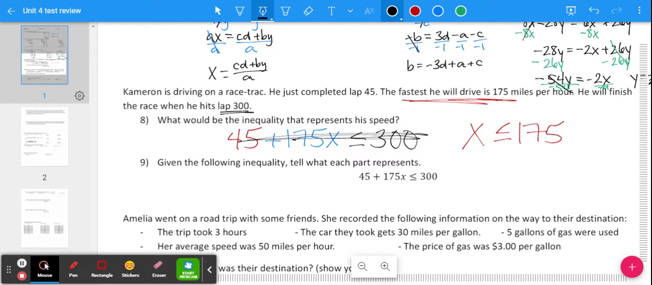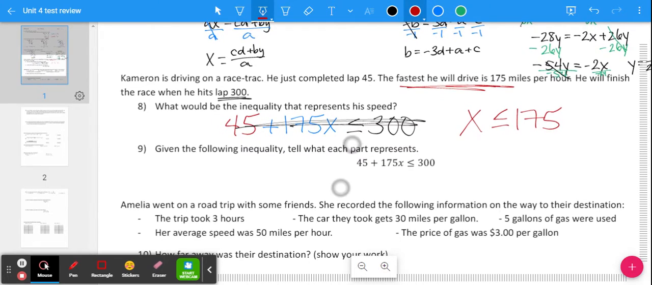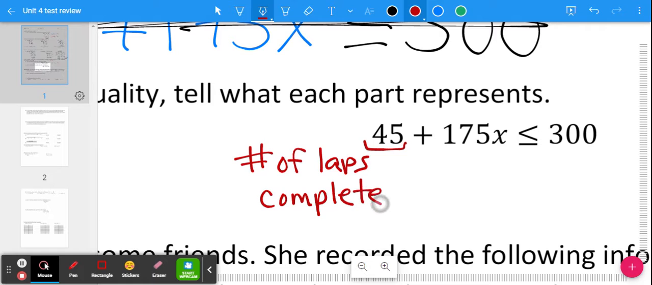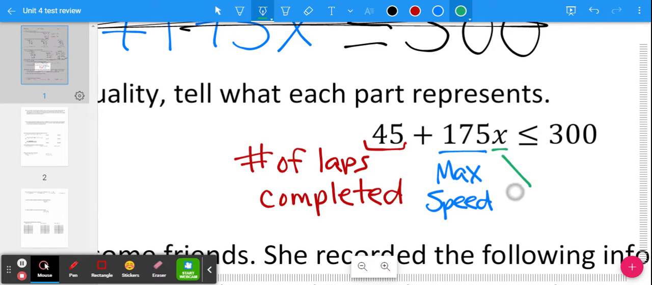So then it says, given the following inequality, tell what each part represents. So we kind of just went through this, and me reading the question wrong. So the 45 is how many laps he's already done, so number of laps completed. 175 is his maximum speed. X represents the number of laps.